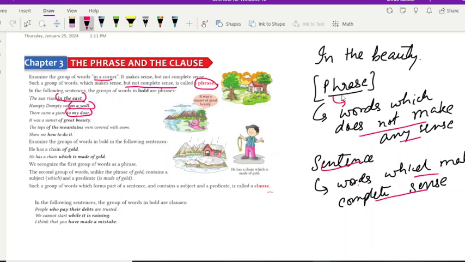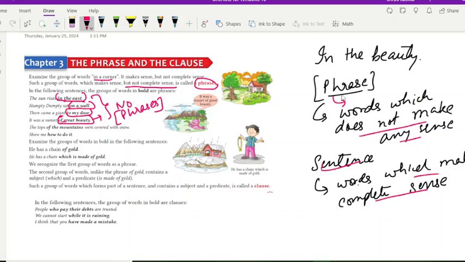It was a sunset of great beauty. If I break this sentence into two parts, it was a sunset, and of great beauty. Does of great beauty make any sense? All these four underlined word groups, do they make any sense? No, because they are phrases. Okay? Any doubt? No, right?